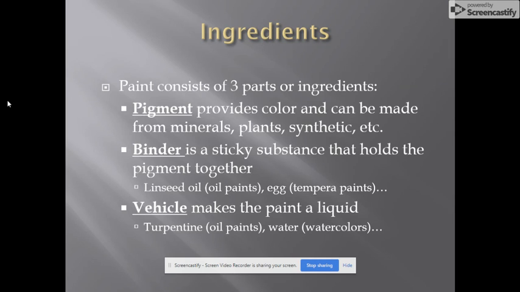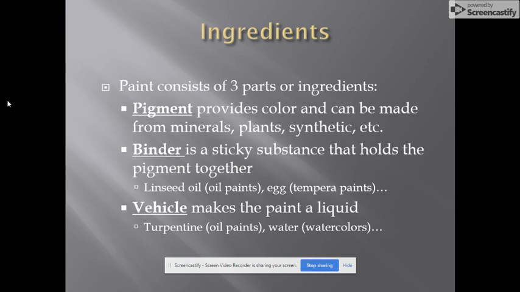Now, the direct opposite of that is known as the vehicle. So that's what is going to dissolve that pigment, or it's going to thin it out. So while the binder is holding it together, what is going to break it apart is the vehicle.